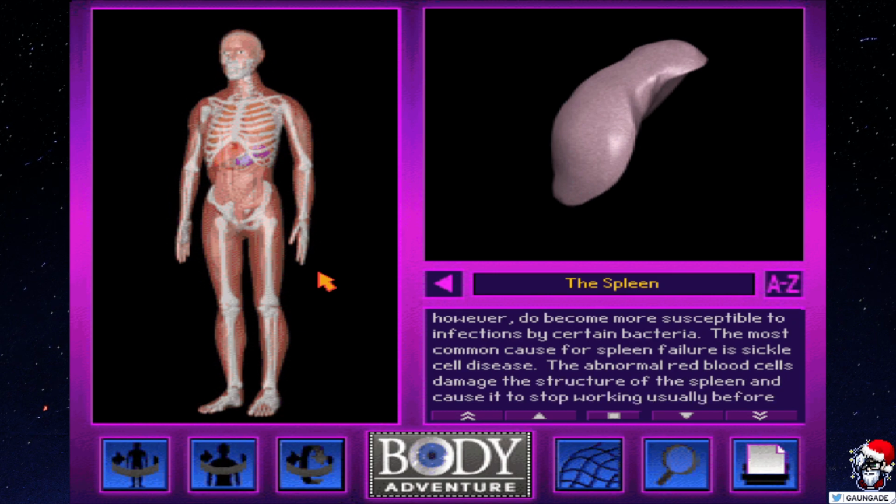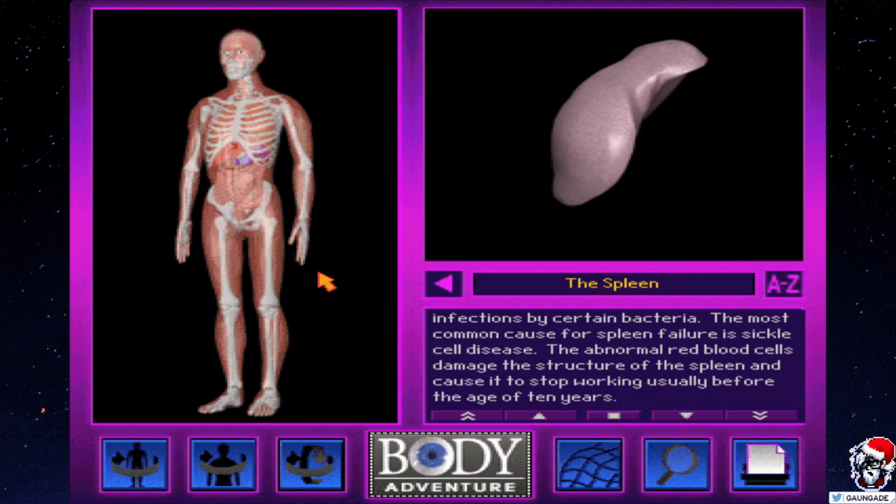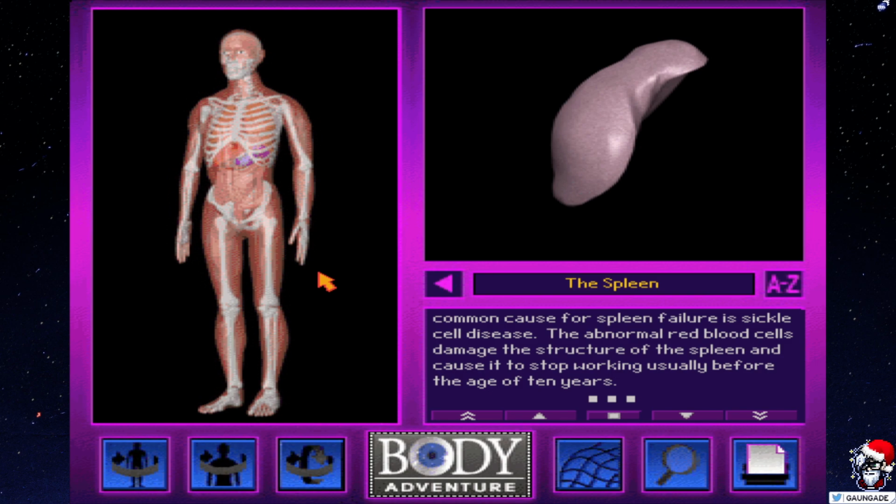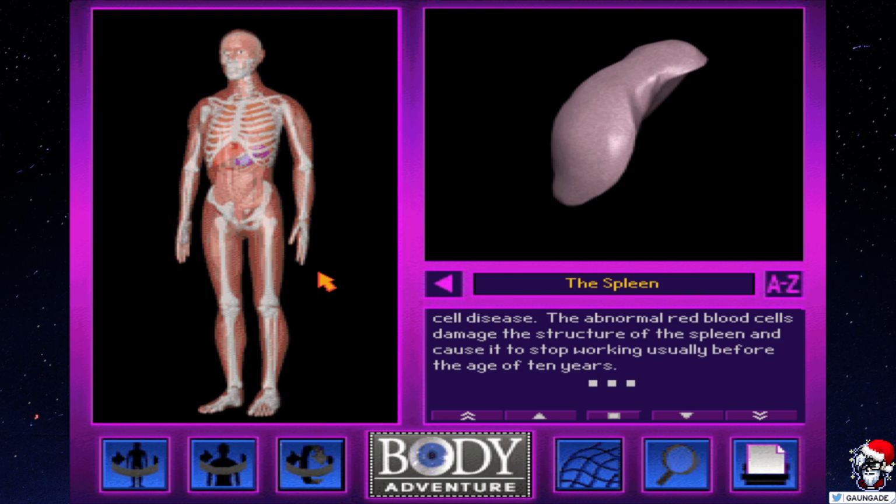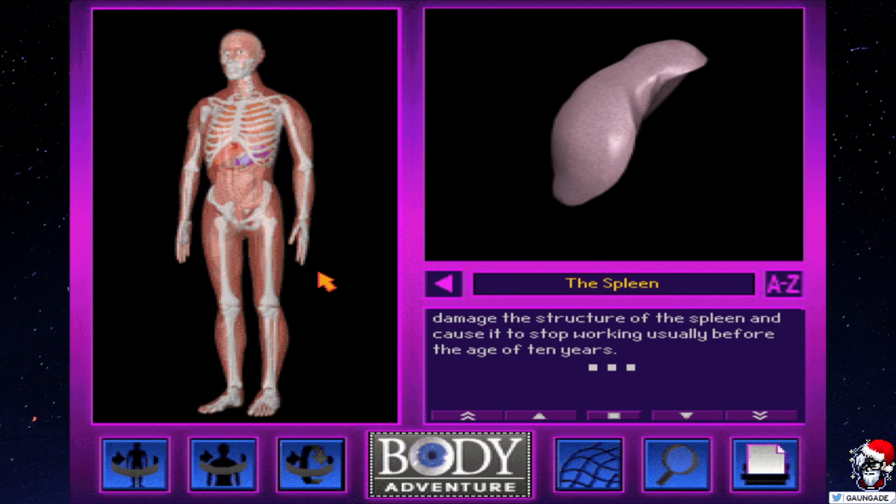The most common cause for spleen failure is sickle cell disease. The abnormal red blood cells damage the structure of the spleen and cause it to stop working, usually before the age of 10 years.